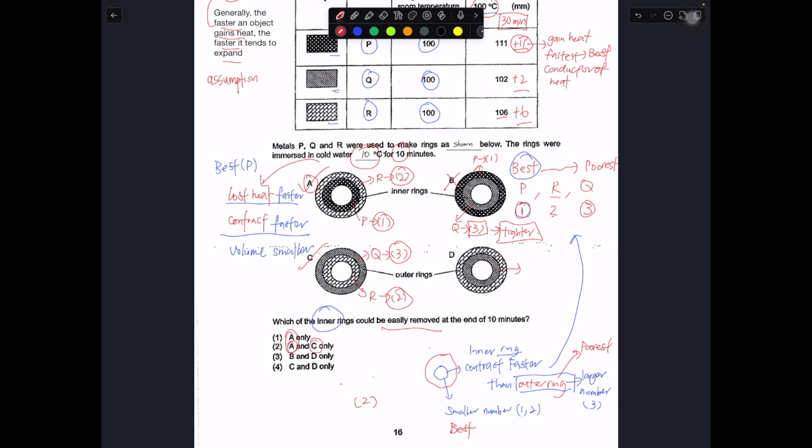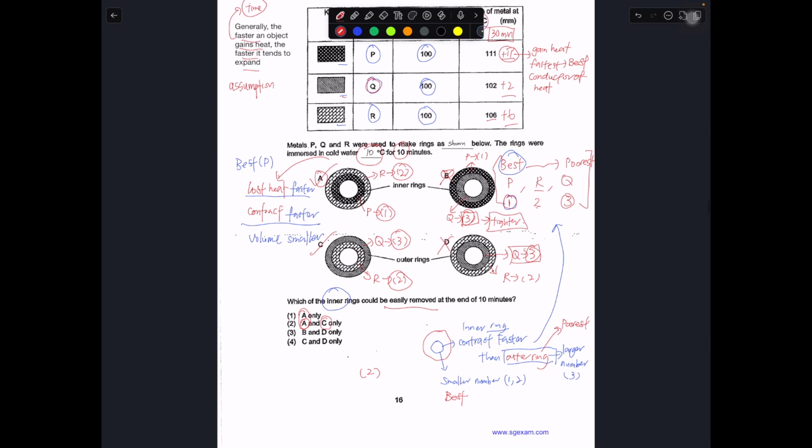If you match the code, this is Q, and Q is 3. This is similar to what we have in B. If the inner ring is Q, which is 3, then the outer ring can only be 1 or 2. In this case, R will be 2. So you can see the inner ring has a larger number, so it is not possible. At the end of the day, I'm using assigned numbers to tell me which one is possible. So the answer over here is 2.